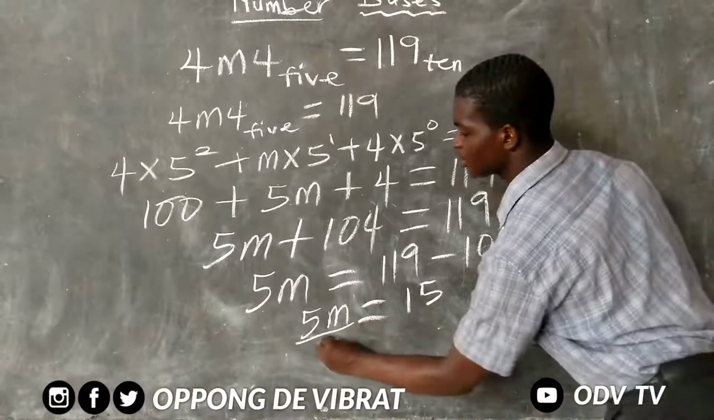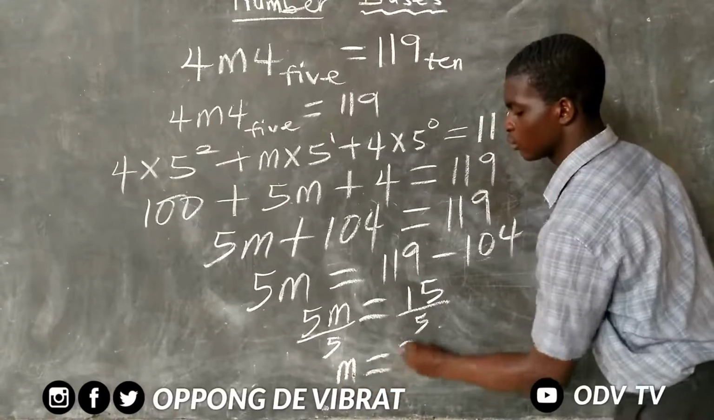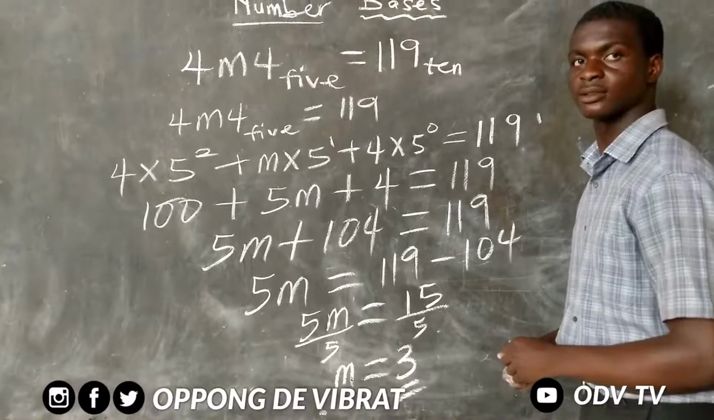5 divides both sides so that we have m to be equal to 3. And that's our final answer.